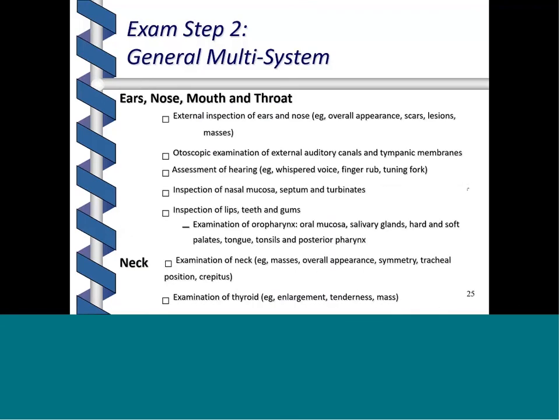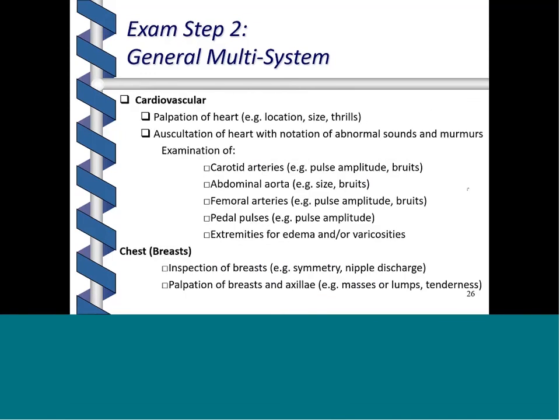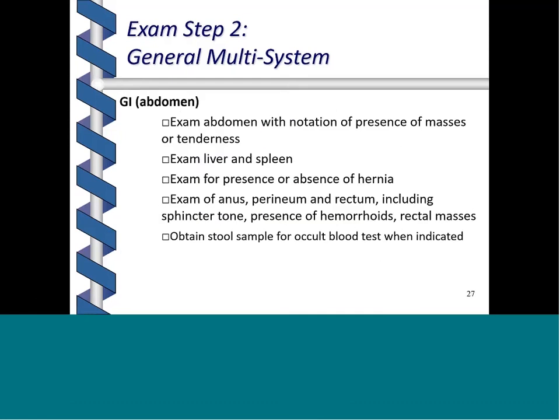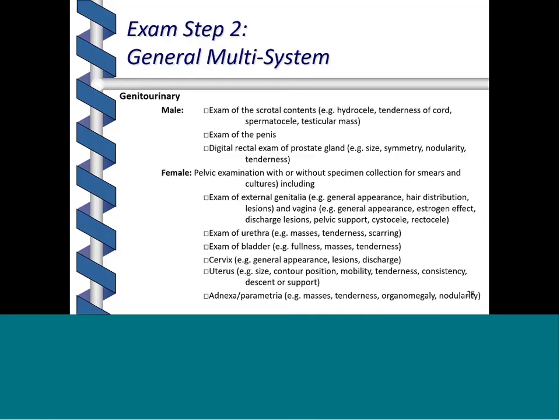Here are the ones for ears, nose, mouth, and throat. These are the neck examinations, examination of the thyroid, examination of the neck, and that's two different ones. So if you did the neck for masses and overall, and you felt the thyroid in the middle and there's no enlargement, etc., then you get credit for 2 exams on the neck. Cardiovascular, chest and breast, GI. This is the GU, which we have the male and female examinations for.